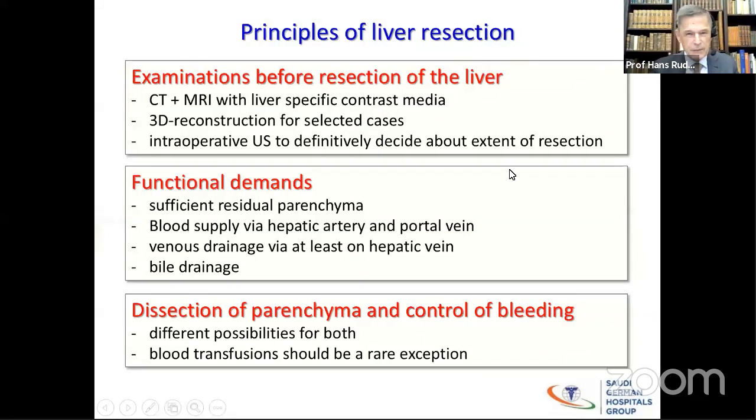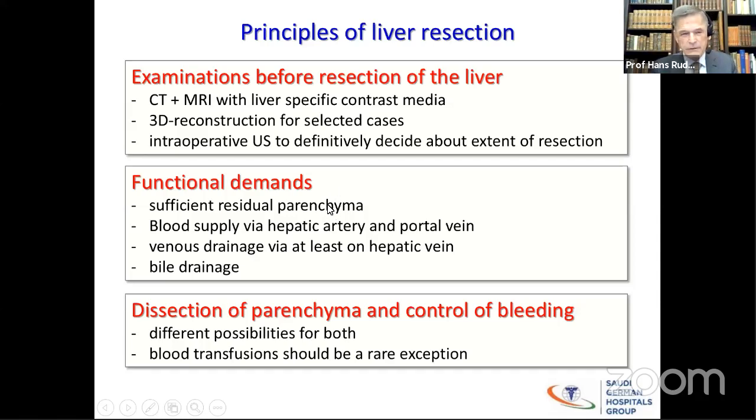Before we do this, we should mention the principles of liver resection. Before doing liver surgery, we should have examinations, not only a CT scan, but also an MRI, at best with a liver-specific contrast media. 3D reconstruction is for selected cases. I will show you an example later. We need for the operation intraoperative ultrasound, so we can see the metastasis in the liver live through the operation and can decide about where to cut immediately.